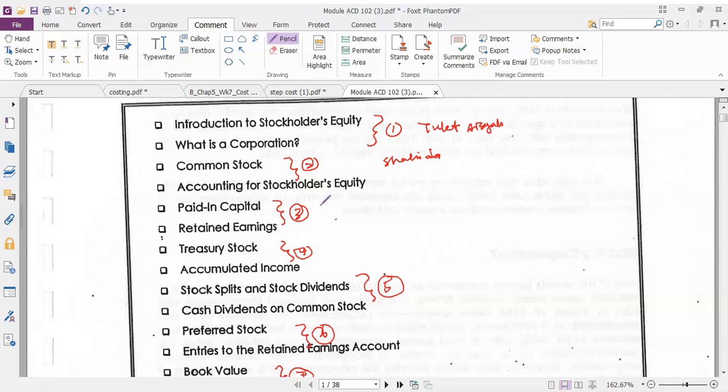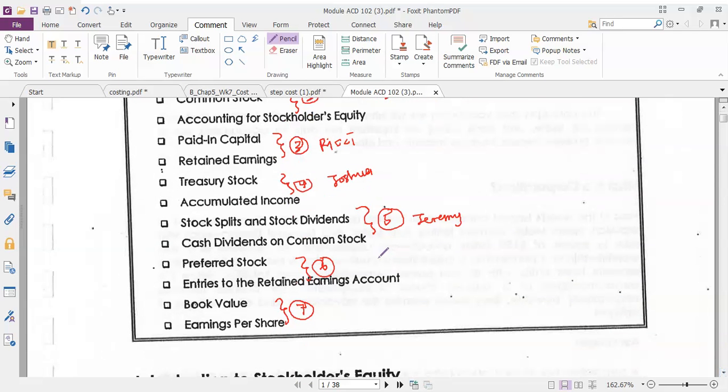Okay, number 3 Richelle. Okay, number 4, Joshua. Number 5, ni ada 2 tau. Each of you, dia ada 2 chapter, ada 2 subtitle. Number 5, Jeremy. Number 6, Jasmine. Number 7, Tivia.